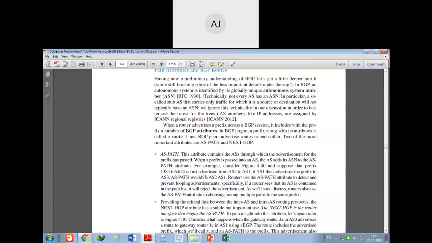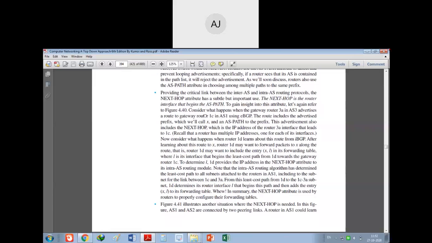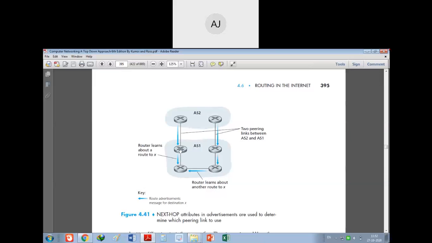Now let us see what exactly AS path is. This attribute contains the autonomous systems through which the advertisement for the message has been passed. For example, one of the routers is advertising itself. What is the path required to connect to that particular system? That is called the AS path, autonomous system path. For example, we will take this example, with X and one more, say Y.